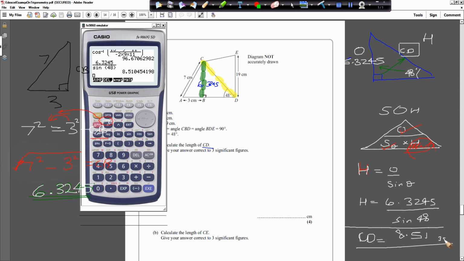Now, there's a mistake in the mark scheme. For those of you who have downloaded the mark scheme, they've rounded off this original value, which I didn't, and they've actually got rounding in their answer. They've got 8.50, because they used 6.32, not 6.3245, the more accurate value. So we get 8.51, which should be the correct answer for this particular question, right to three significant figures. And that is the end of part A. We have now got to work out part B.